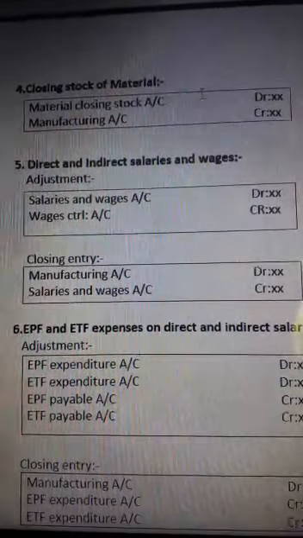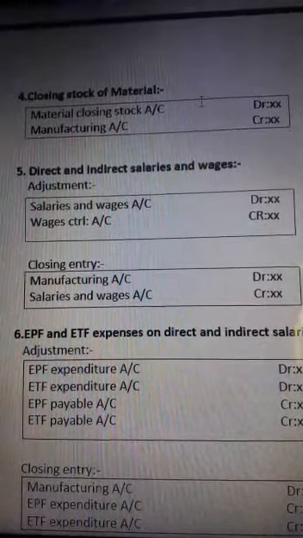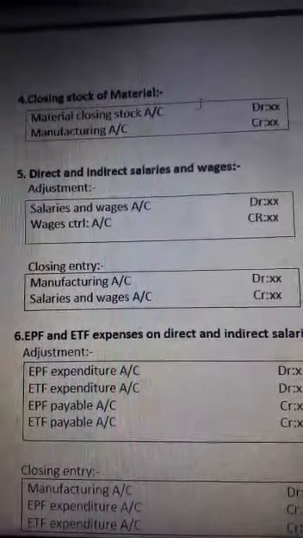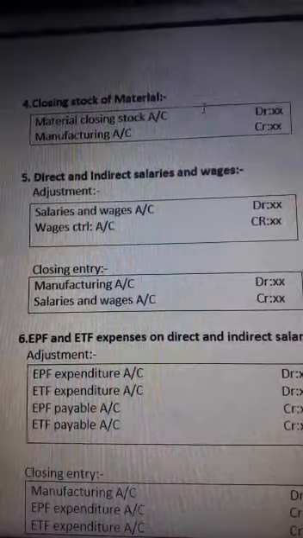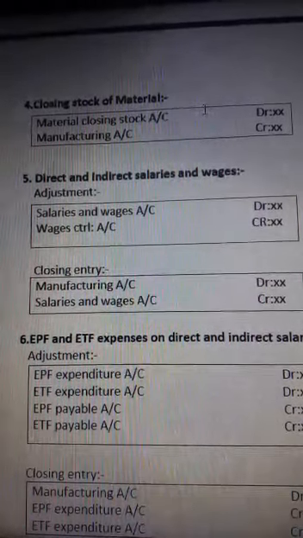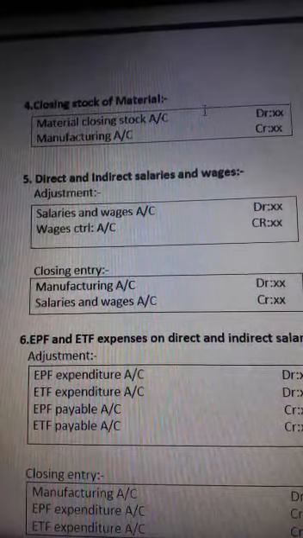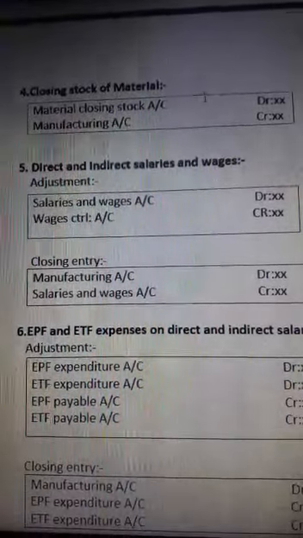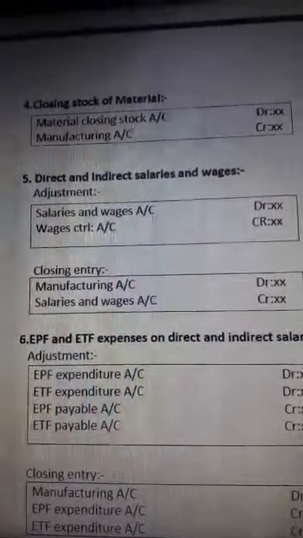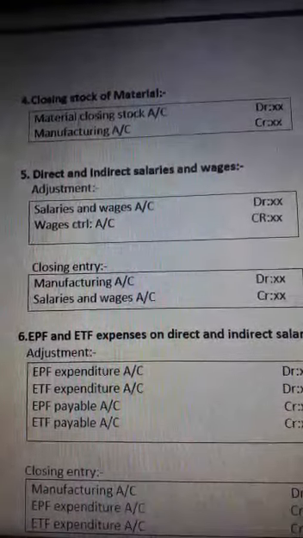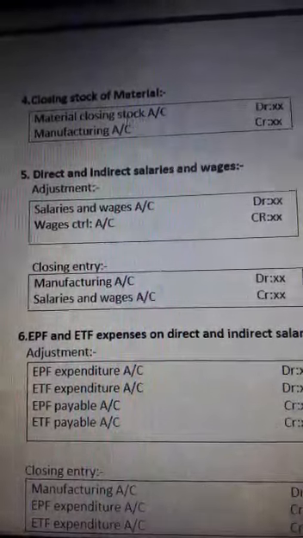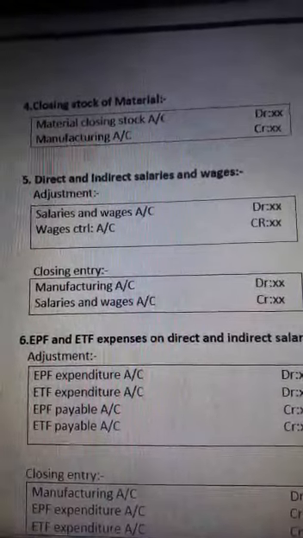So closing stock of material double entry should be subtracted. Closing stock of material should be subtracted from the cost of production of the current period. According to that, the double entry must be material closing stock account debit, manufacturing account credit. As per double entry number 4, material closing stock account debit, manufacturing account credit.